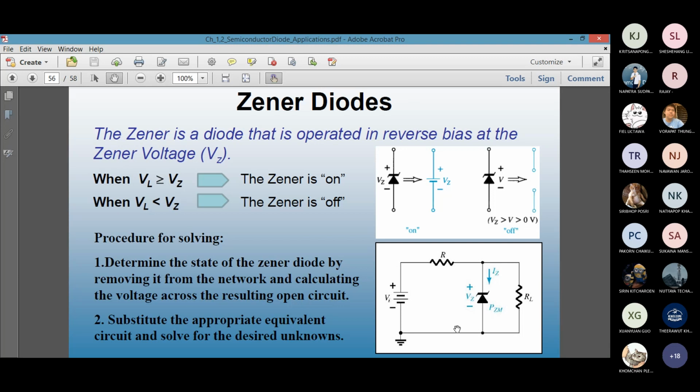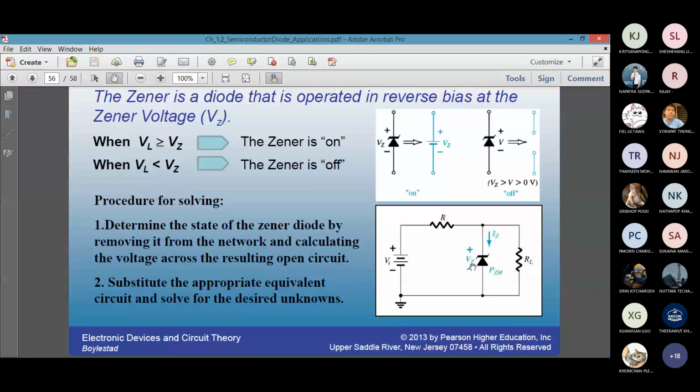But if you found through calculation that VL is 6 and the VZ rating is 8, the Zener is not on. So this Zener branch is like an open circuit. You solve only for the outer loop.